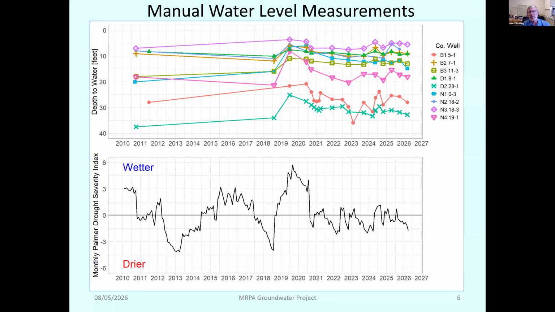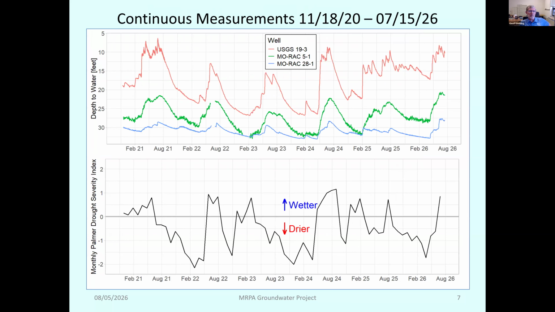So in three of these wells, that USGS well in Nemaha County, MORAC 5.1 in Brown County, MORAC 28.1 in Doniphan County, we have continuous measurements. And so the top plot shows that. And then the bottom plot shows the drought severity index over this time period. And so again, these are depths to water. And you can see that essentially these wells are responding to precipitation, which is what the Palmer Drought Severity Index is summarizing mostly.